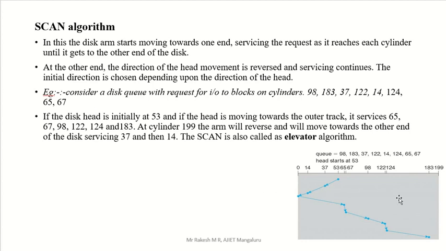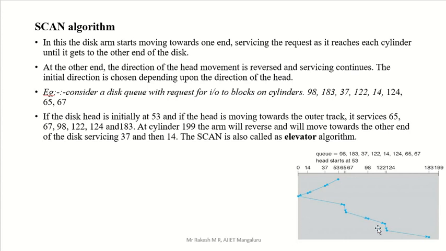Again you are moving towards the dead end. At that time another block came, 124, go to 124, serve that. Then again you are moving, but another block came, 183, go to 183, serve that to the user, and again move your path to the dead end. So cylinder 199 is the dead end, right? So the last number is 199. At 199, the arm will reverse. Once you reach 199, reverse your direction and again move towards 0.